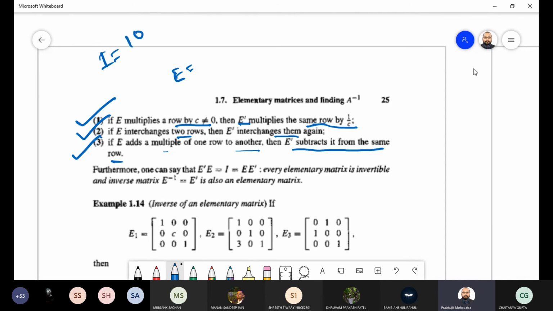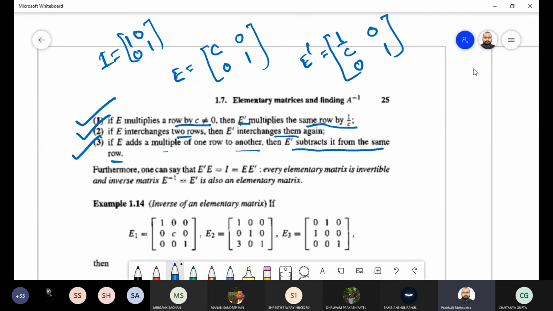For example, if E is an elementary matrix, I is nothing but 1 0 and 0 1, and from here one elementary matrix is C 0 and 0 1. So what is E dash? E dash will be 1 by C 0 and 0 1, and you can see here E dash and E will be equal to I, because if you do the reverse, from E doing E dash, we will get our original matrix. What is the original matrix? The original matrix is nothing but the identity matrix only. Getting or not?